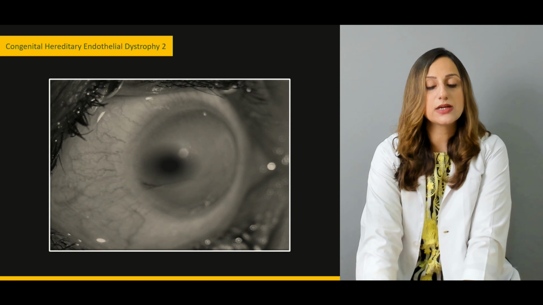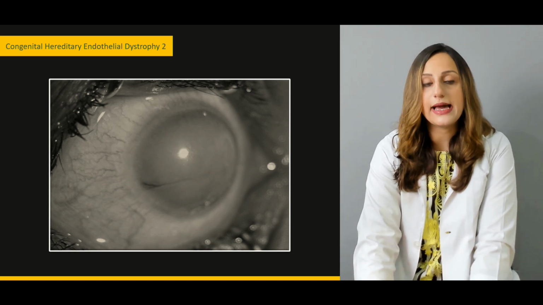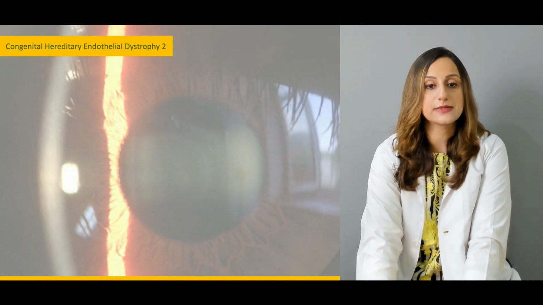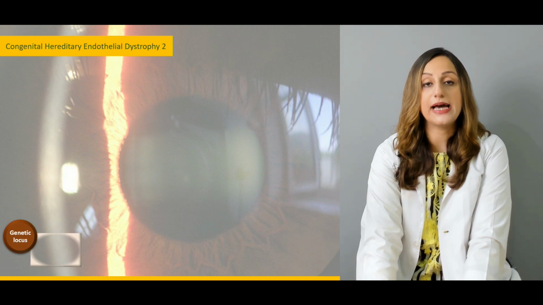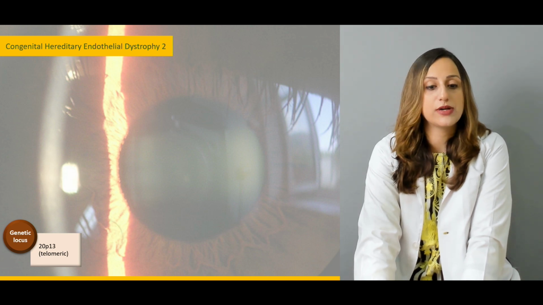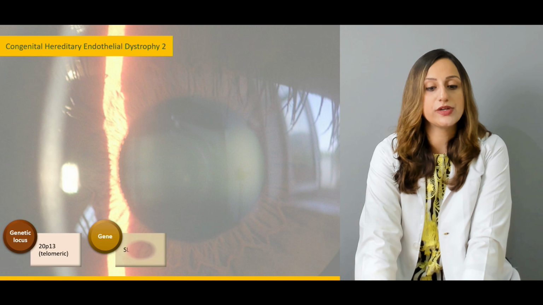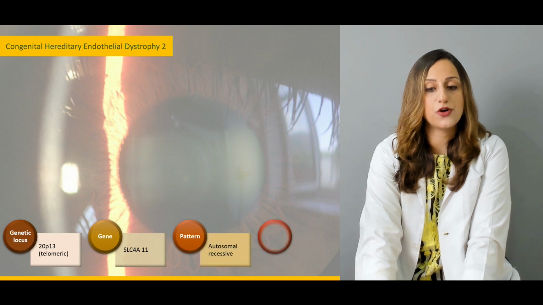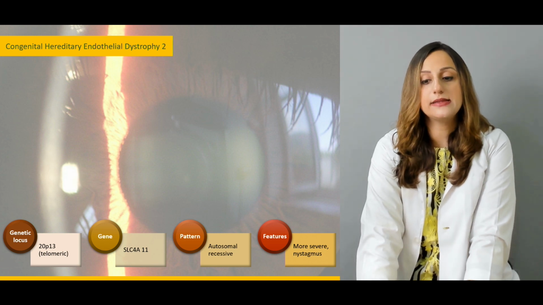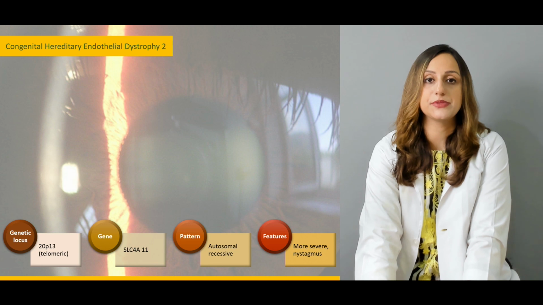The type 2 varieties are also quite common, and they have their distinctive patterns that we're going to observe in these patients. The signs and symptoms involved and the genetic loci would be the 20p13, that is a telomeric transmission. And then the gene involved over here is the SLC4A11. Then we have the pattern, which is the autosomal recessive kind of pattern noted down. The features would be more severe than the type 1 variety, and then the patient might also be suffering from nystagmus.